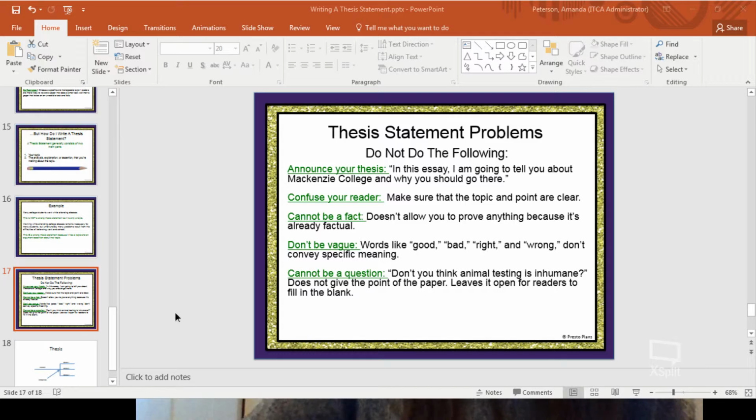You never want somebody to fill in the blanks, okay? You want to tell them what's up. You are the expert and you're telling them, and it is up to them to accept what you say or not to accept what you say. That's why we have arguable points.